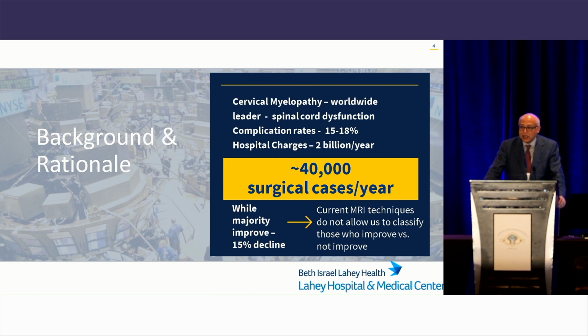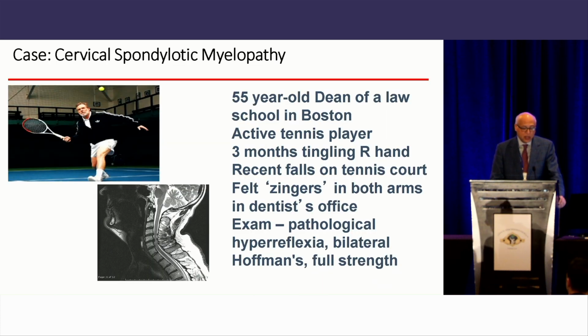In the United States, we do about 40,000 operations for cervical spondylotic myelopathy per year. And while the majority of patients improve, we all know that there's a relatively large number, 15 to 20% of patients, who just don't improve after first surgery for cervical spondylotic myelopathy. And we don't have a lot of good ways of understanding that. And so that's what this talk is all about.